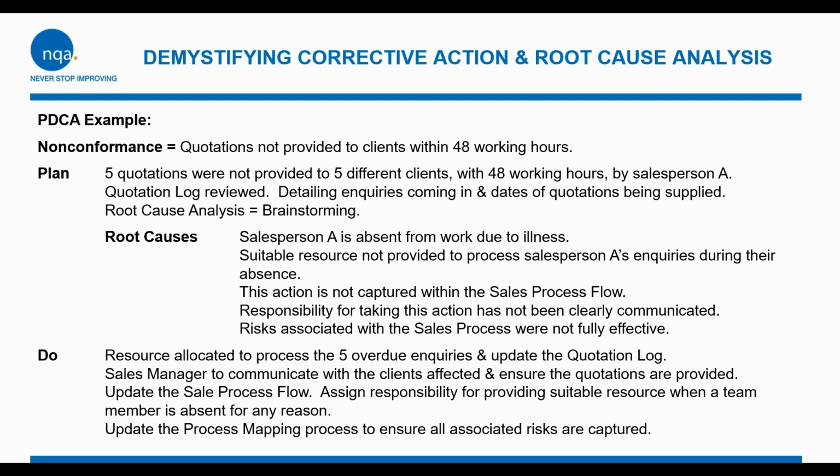We can then do: resource can be allocated to process the 5 overdue inquiries and update the quotation log. So this is addressing the symptoms. Sales manager can communicate with the clients affected to ensure they've had their quotes. You can now move on to permanent corrective actions. The sales process flow can be updated. Assign responsibility for providing suitable resource when a team member is absent for any reason. Update the process mapping process to ensure that all associated process risks are captured, so you don't have such a shortfall in any of the processes within the business.